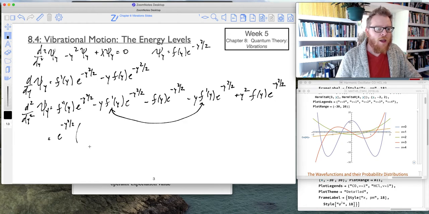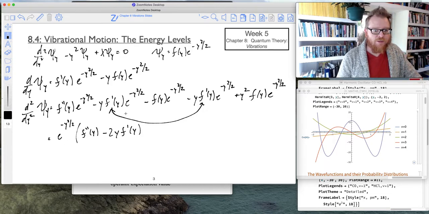Okay. So then I would have my second derivative, right? Times the exponential. And then now, I can combine these two things, negative y, f prime of y e to the negative y squared divided by 2. And that's just going to become negative 2y times f prime of y. And then I've got the exponential right there.